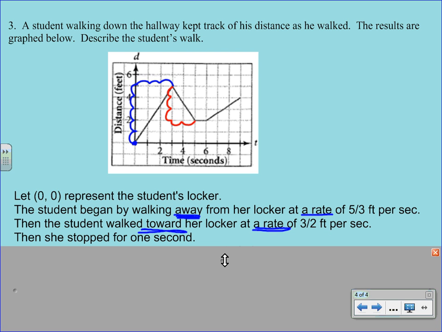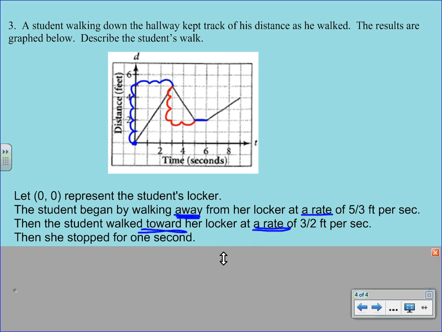All right, next I see that we have a horizontal segment. That means that the student stopped. And when you say the student stopped, you want to say for how long. And in this case, you just count the spaces. Sometimes students will say 2 seconds because they're looking at the 2 grid marks, but it's actually just 1 space, and that represents 1 second. So we would just say the student stopped for 1 second.